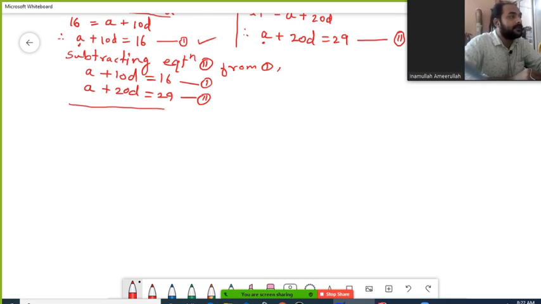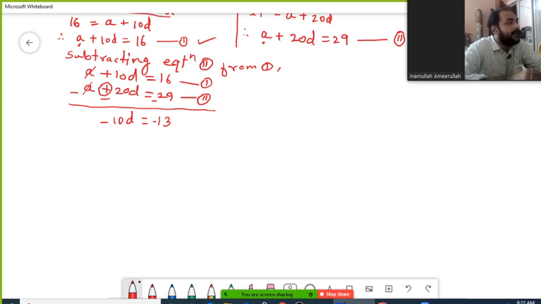Since we are subtracting equation 2 from 1, all the signs will change in equation number 2. Here I'll take minus, this plus will become minus, and this positive 29 will become negative 29. So plus a minus a, 0, plus 10 minus 20 will give you minus 10d is equal to, subtract 16 from 29, so I'll get minus 13.